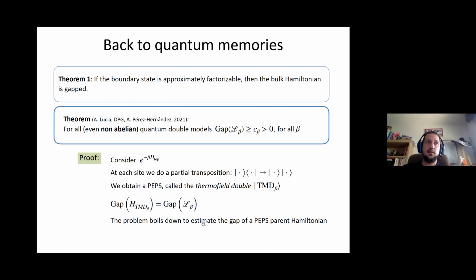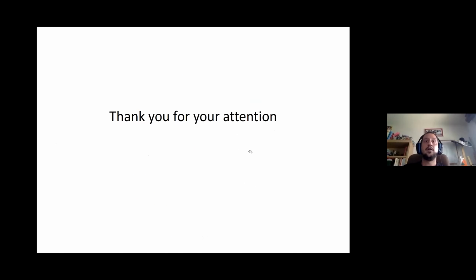And then essentially what we prove, and that's the technical part of the theorem, is that indeed the boundary state associated to this thermofield double is approximately factorizable. And therefore, by going to theorem 1, we show that the parent Hamiltonian is gapped, because the parent Hamiltonian essentially has the same gap as the Davies generator of the noise. Then we can prove that the Davies generator of the noise has a uniform lower bound independent of the system size. And that's the end of the talk. Thank you very much for your attention.